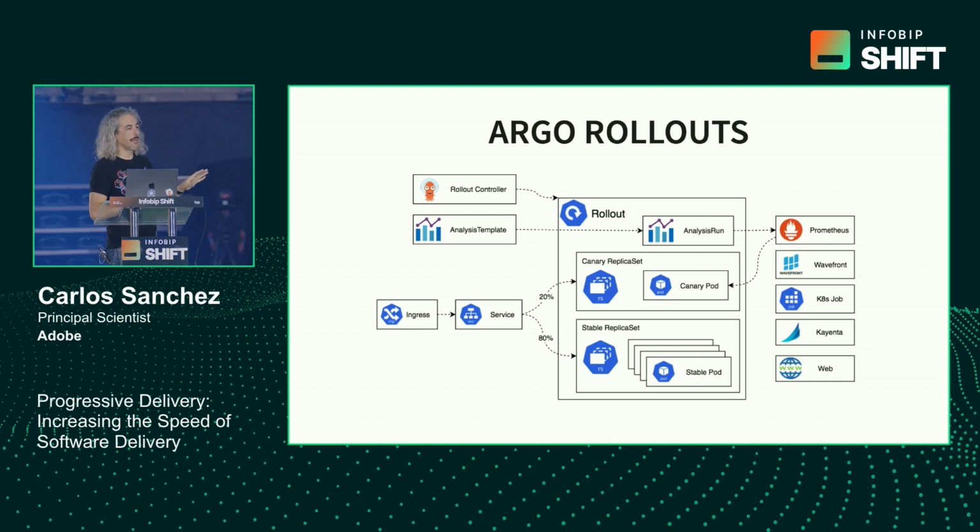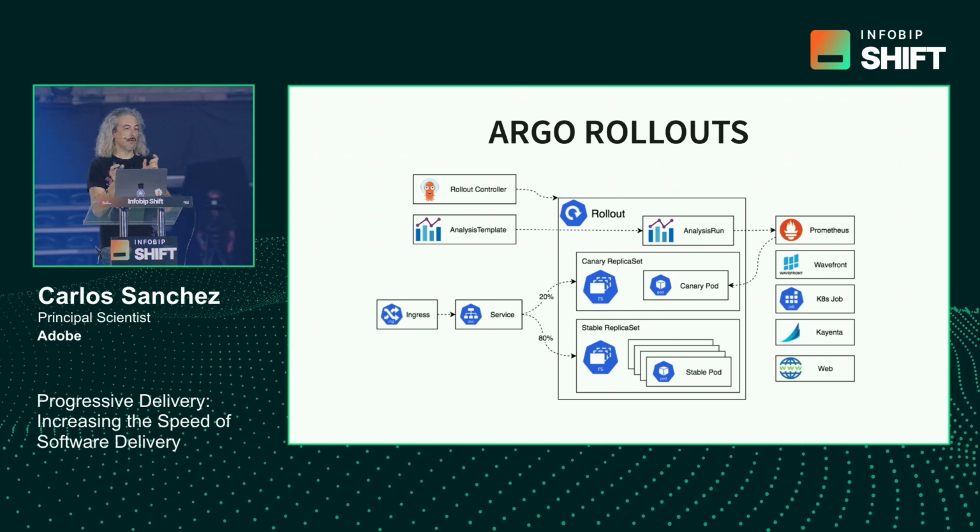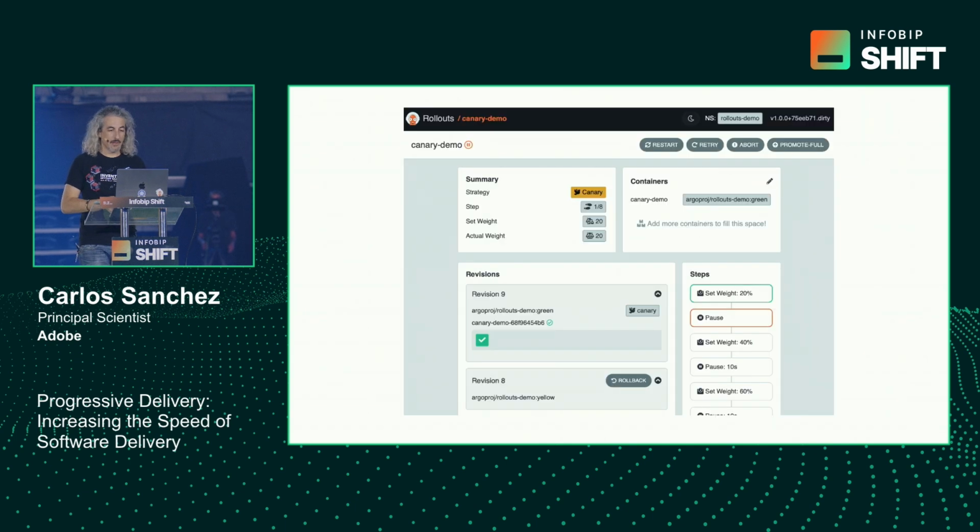The analysis is going to be executed, and then it's going to go to Prometheus, get a metric, and if that metric doesn't succeed, it's going to automatically roll it back for you. So you don't have to do anything. If you push bad code and you have decent metrics, it's going to roll it back. And only some users are going to see that issue. And let me show you the demo.